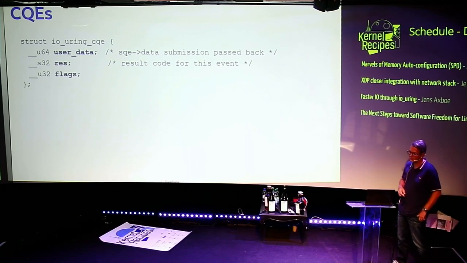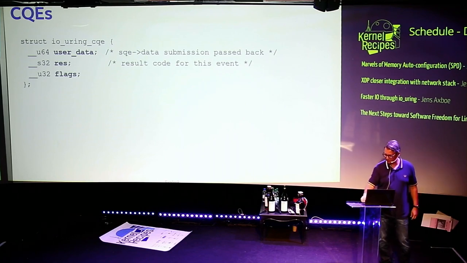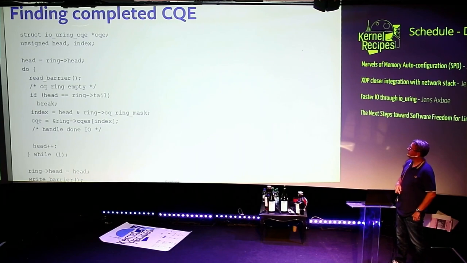It used to be used in the initial version that I had, where io_uring would pass back to the application if a particular read was a cache hit. But apparently there are some side channel side effects from that, so I removed that before merging it upstream. And likewise, real quick, finding a completed submission queue entry is basically the opposite. You know, read at the head, and the barrier is a little different, but that's what that looks like.